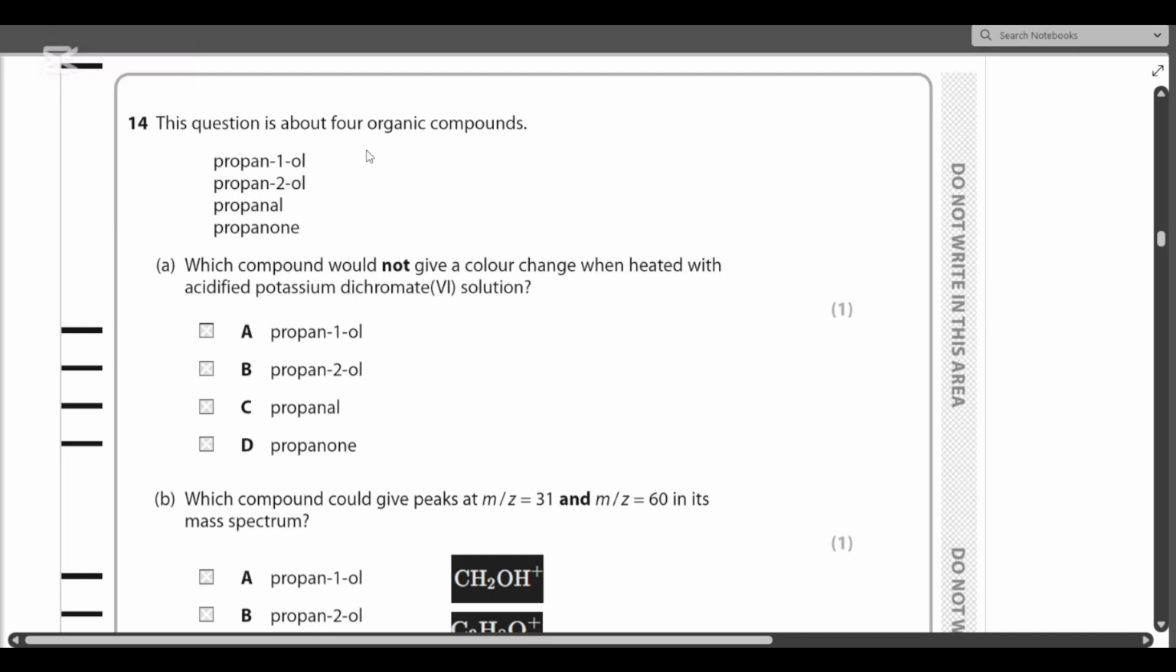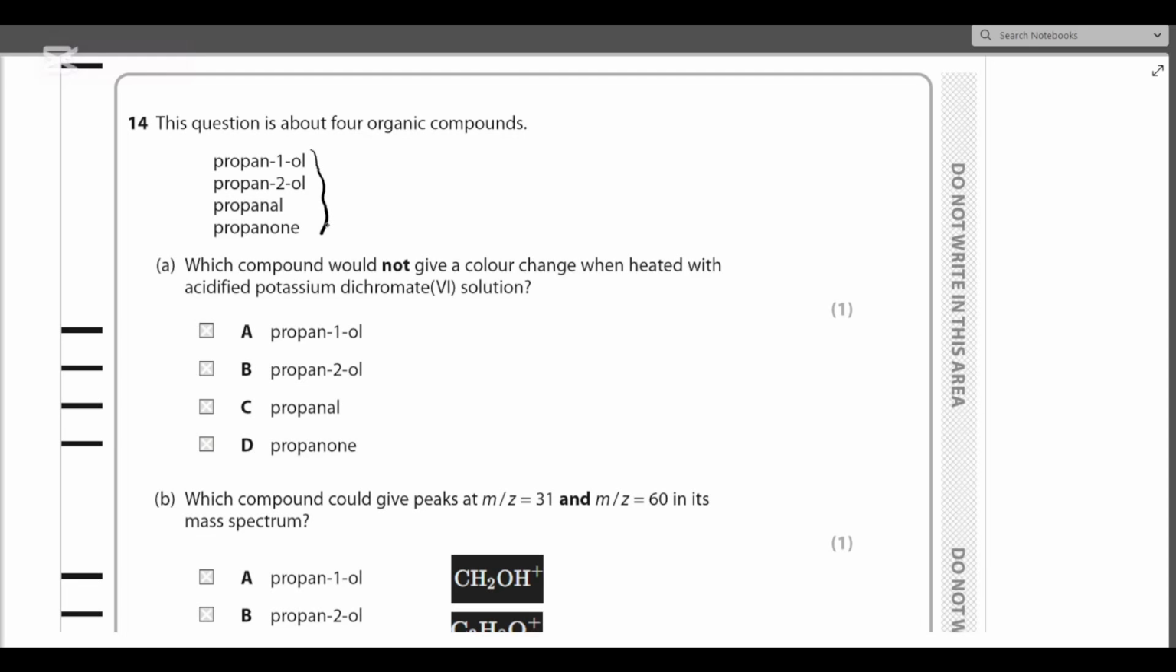Let's say the question is about 4 organic compounds. You're provided with 4 organic compounds. Which compound would not give a color change when heated with acidified potassium dichromate(VI) solution? The only option here that would not react with acidified potassium dichromate(VI) is a ketone, which in this one is propanone. The others are going to react.